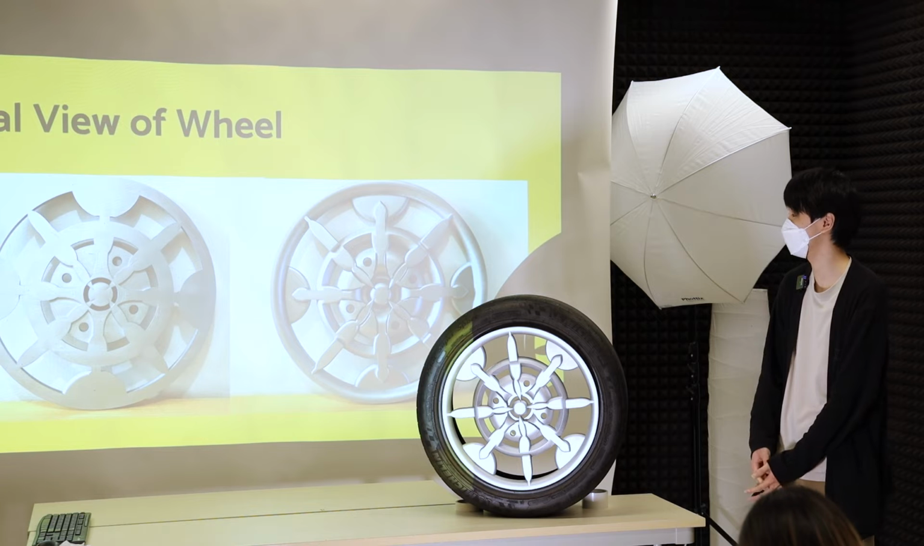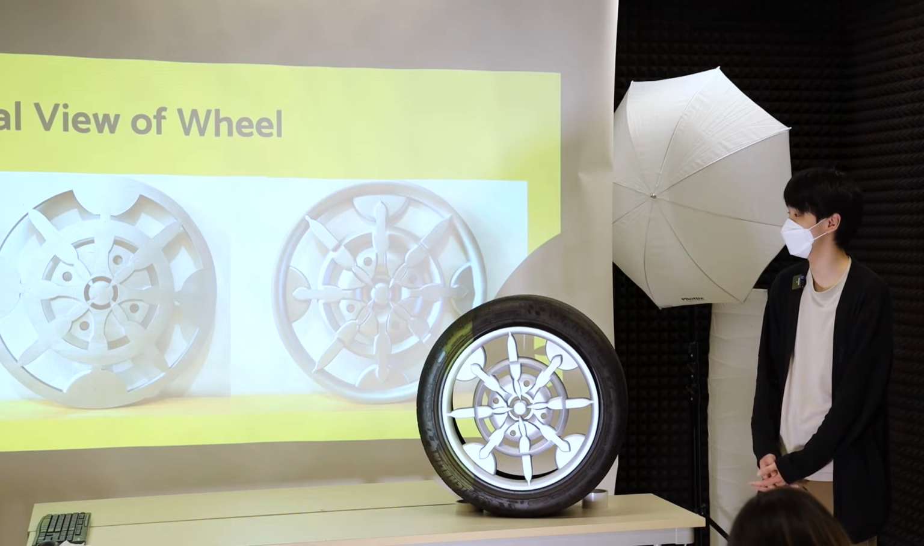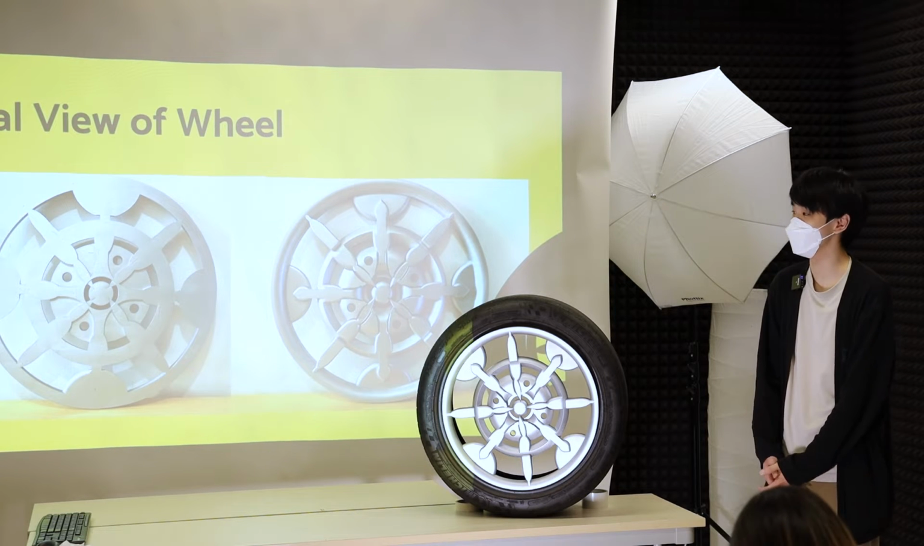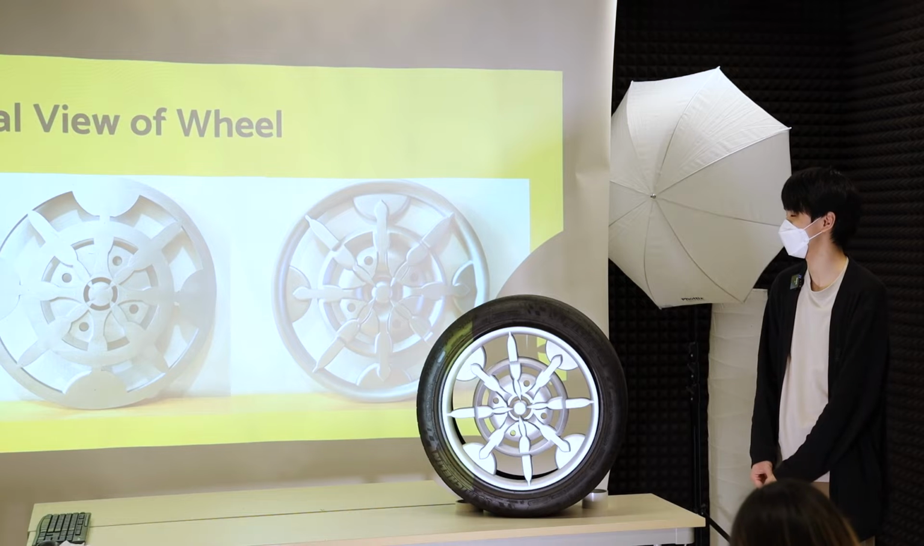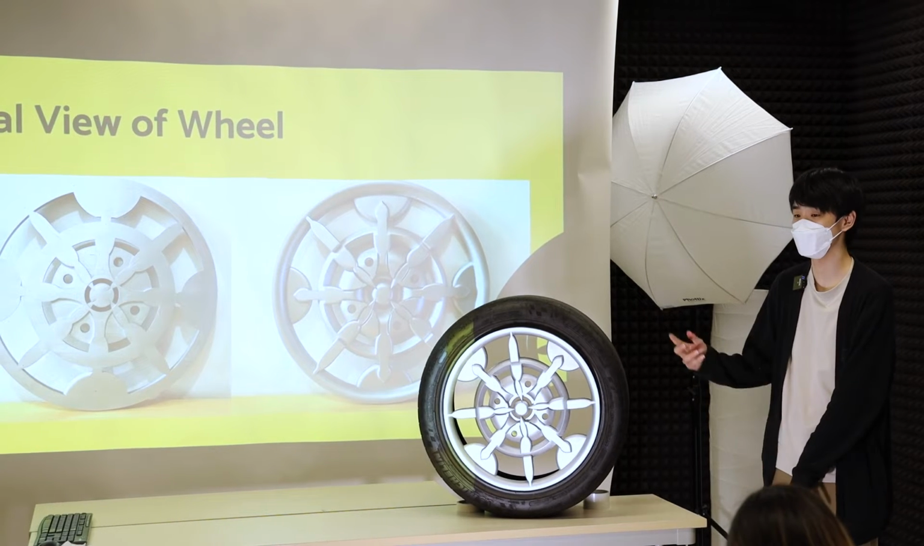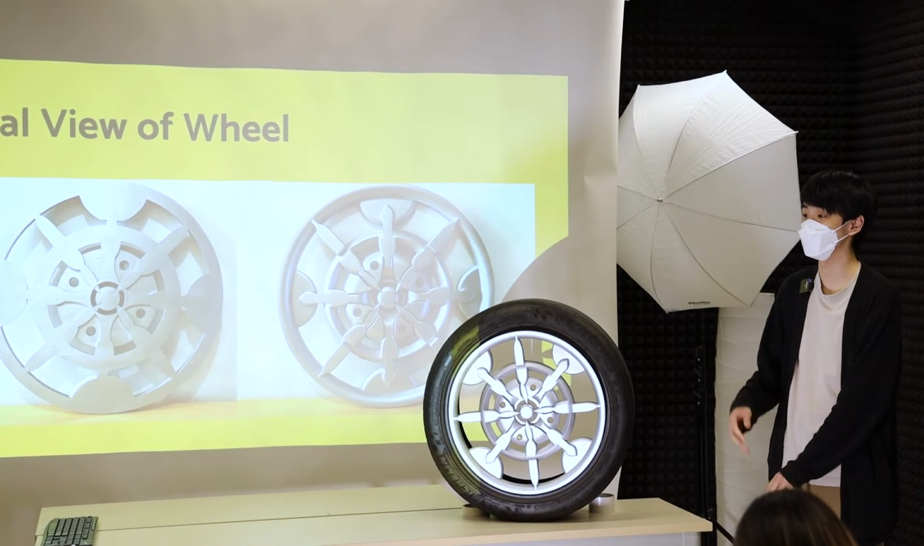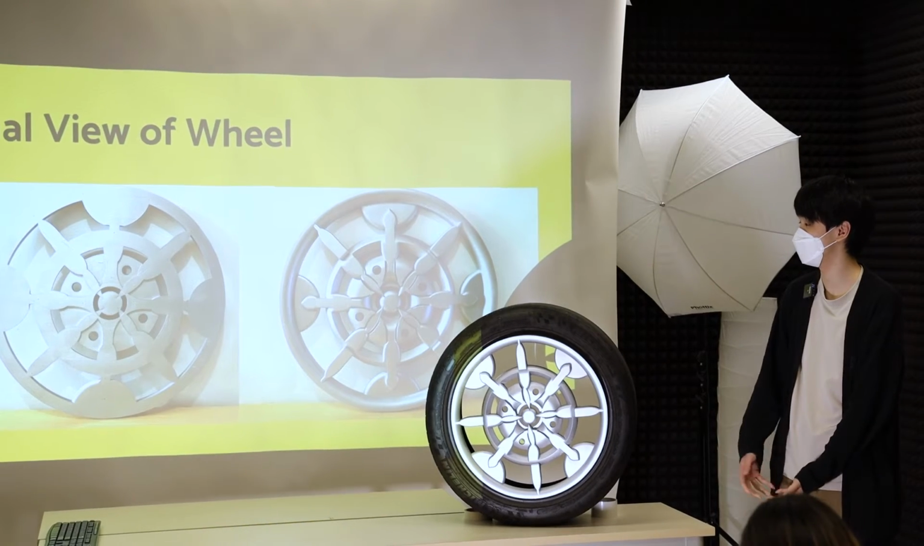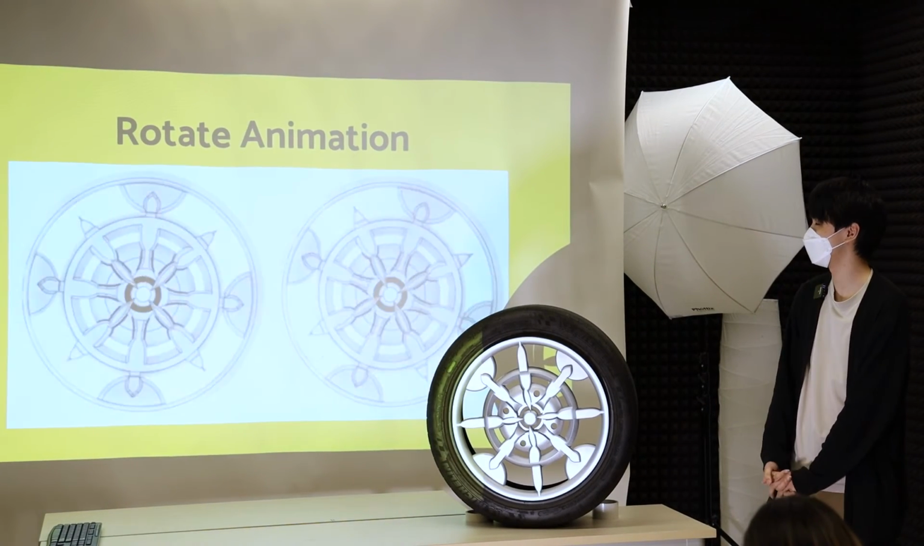And I chose the silver color because it is not very sharp, and it keeps a low-key color. It is very close to the black wheel and the red camper car. And here's the rotated animation.